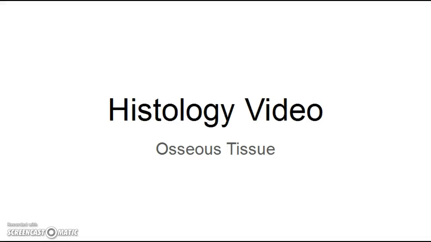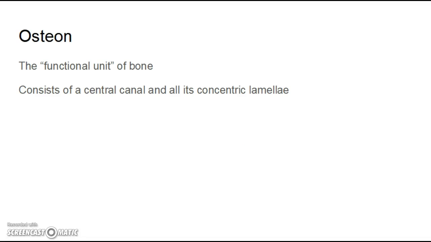This video will demonstrate the histology of osseous tissue, or bone tissue. The functional unit of bone is called an osteon, and that consists of a central canal and all of its concentric lamellae. Lamellae is just a word that means layer, and concentric means having the same center. So they're all of the layers going around the central canal.